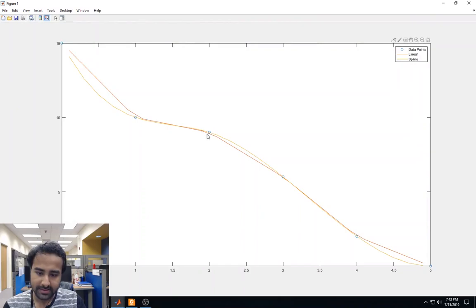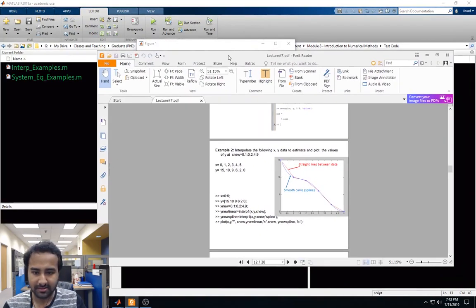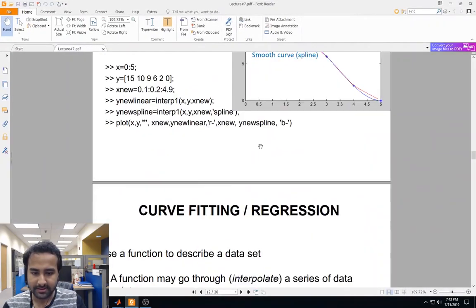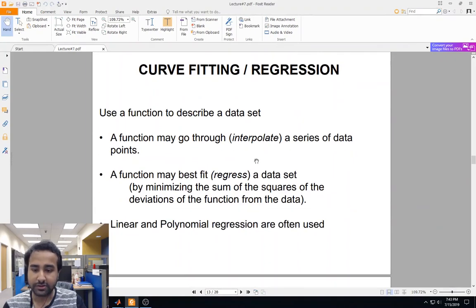And you can see the linear interpolation, which is in red, just makes a straight line between each of the data points. But the spline does a more smooth transition between the points. Either way, their answers are almost identical to each other. So that's how you can do linear and spline interpolation. In the next video, I'll show you guys how to do curve fitting and regression.